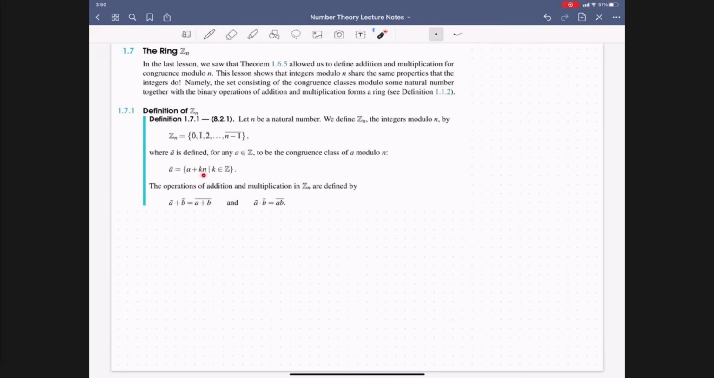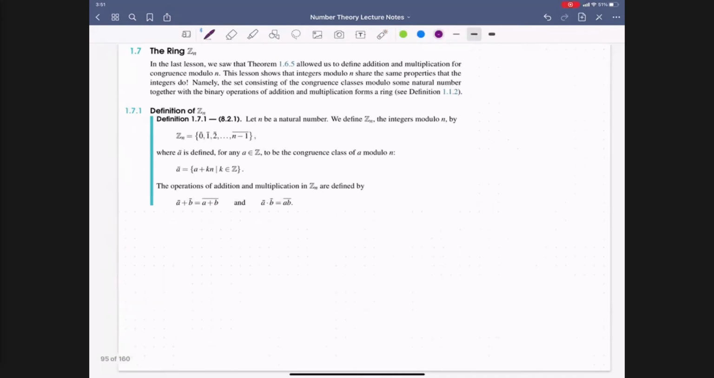The set of equivalence classes, or congruence classes as the book calls them, is a bar, where this is the set of a plus kn, where k is an integer, and we define addition and multiplication as a bar plus b bar equals a plus b, and then that whole thing bar, and a bar times b bar is a times b quantity bar. And so that's what we're going to be defining.